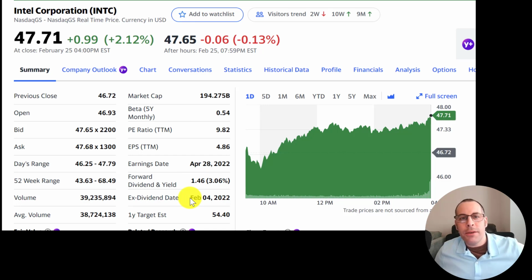So in order to receive the next dividend, which will be paid on March 1st, you have to buy the stock before February 4th. X means without. So think of it as without dividend. The Analyst 1-year target is $54.40.